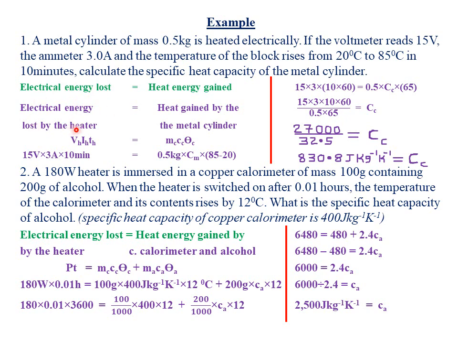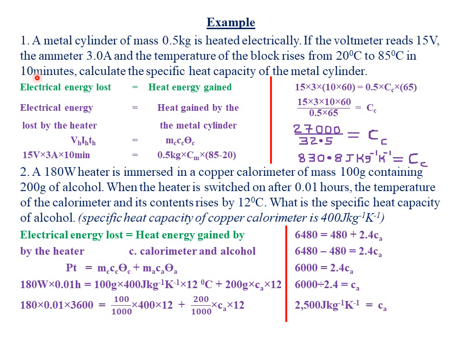Therefore, electrical energy lost by the heater must be equal to the heat gained by the metal cylinder. That is courtesy of the law of conservation of energy, which requires that energy should be conserved. That is, no energy is lost to the environment. So based on the values that we are given, the voltmeter reading of our electrical heater, we are also given the current, then of course we are also given the time for heating that particular metal cylinder.